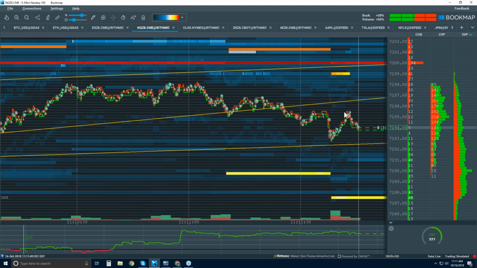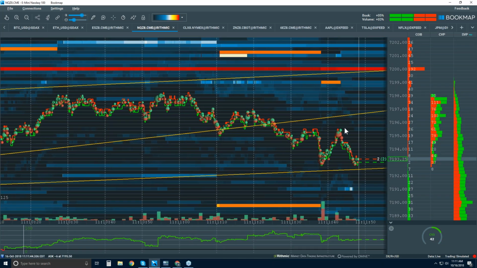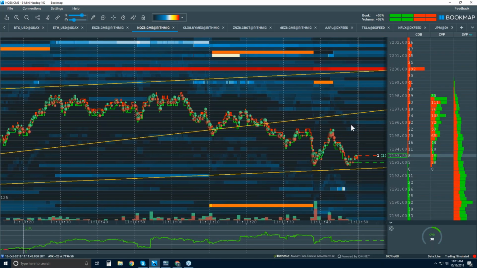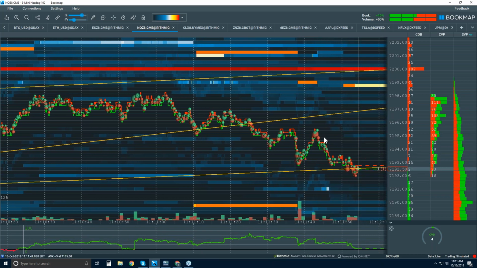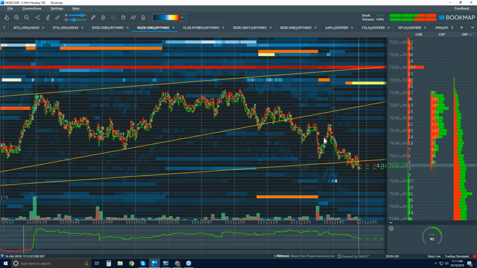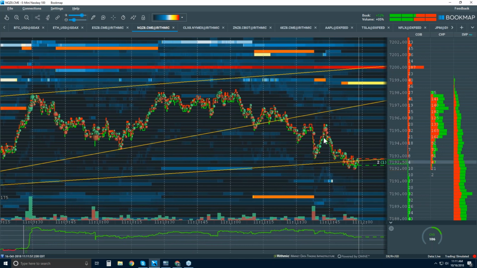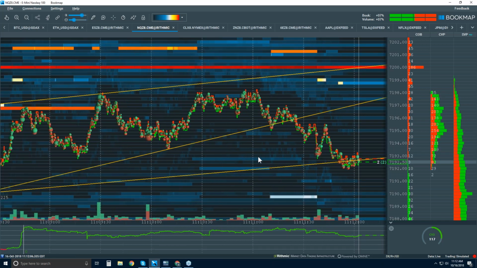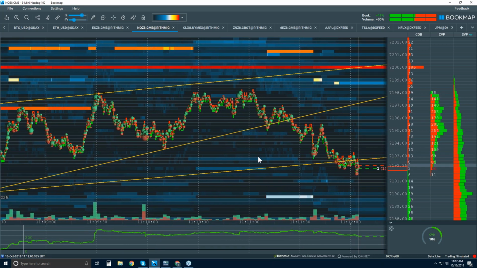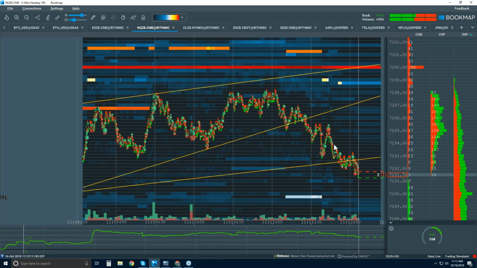Okay, now, all right, so here we go. Let's see if we can get this. If the buyers are going to come in, we need to see volume up above 95.5 here. Okay, buy volume, and let's see if we can get that. Not yet, not yet.